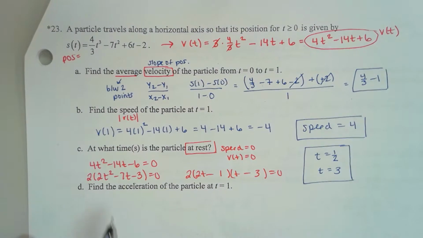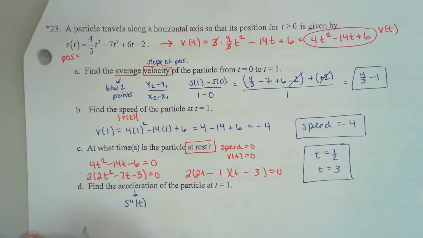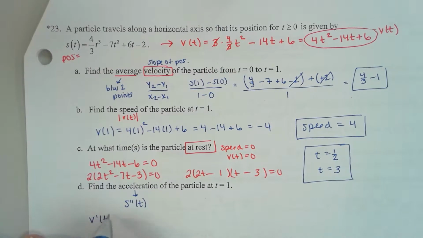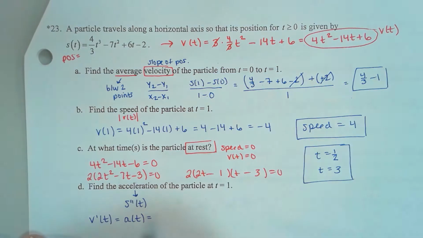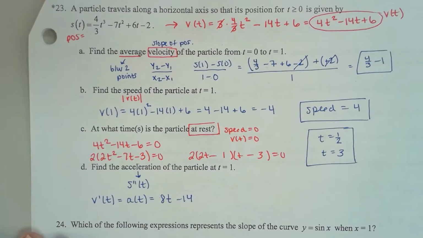All right, part D says find the acceleration. Acceleration is the second derivative of the position. So we already have the first derivative. Let's take the derivative of velocity to get the acceleration. So I'm going to take the 2 down, so I have an 8t minus 14, and then the 6 goes away. Well, they want the acceleration when time is 1. So we'll just go plug in our 1 to get a negative 6.